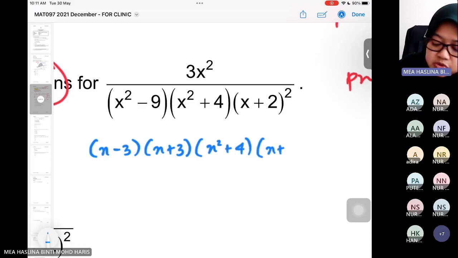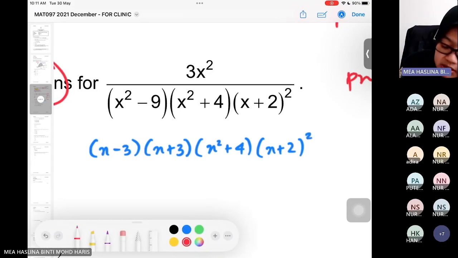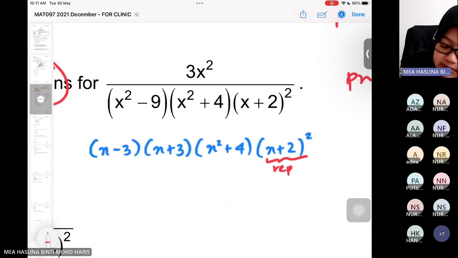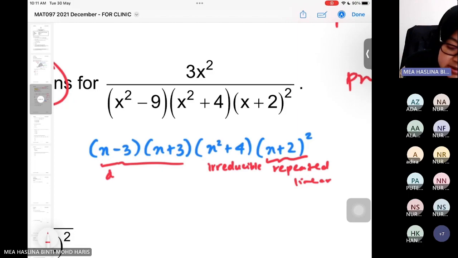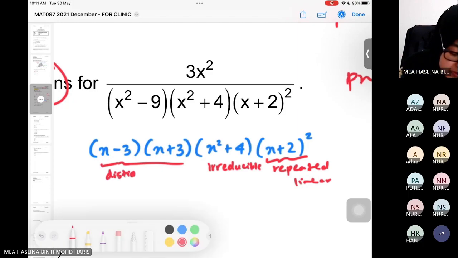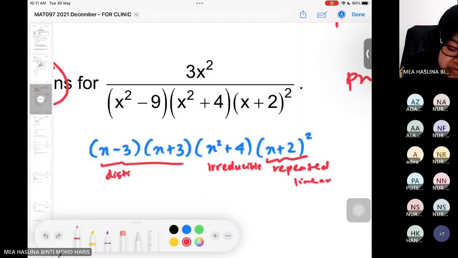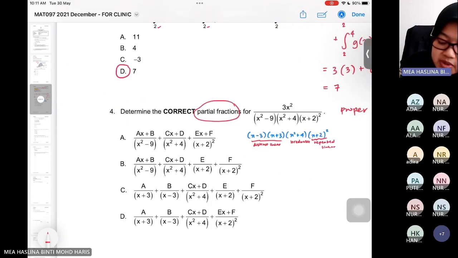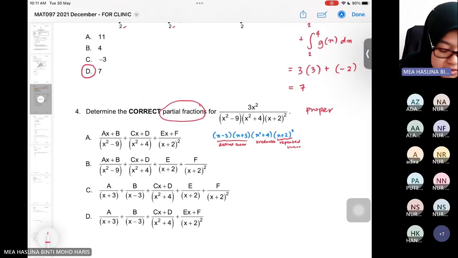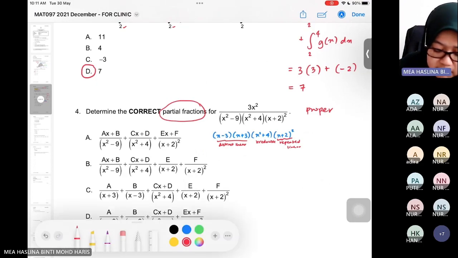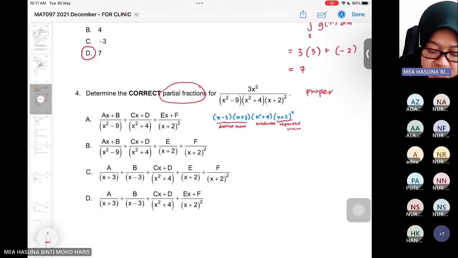Okay, x plus 2 squared, that one we take as repeated linear. And here irreducible. And here distinct linear. Okay, so you will have to take it as the form of the partial fraction.